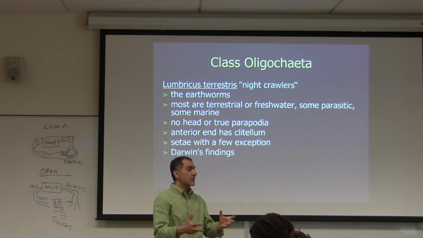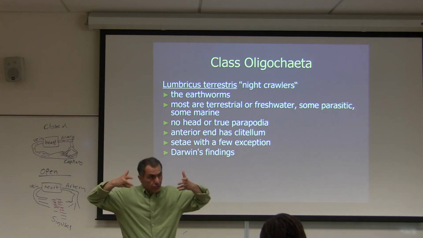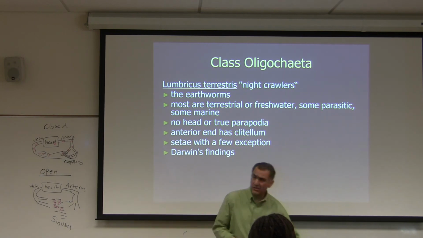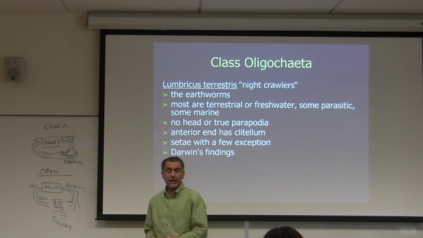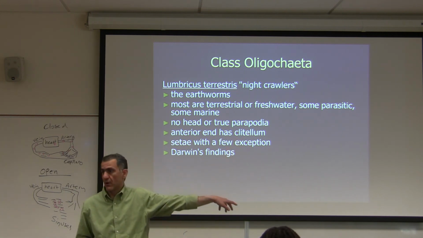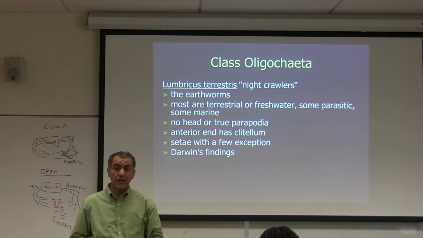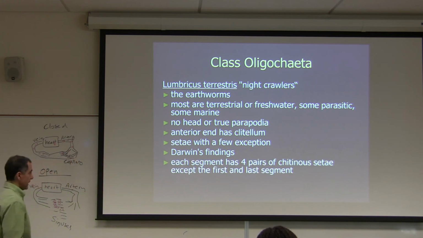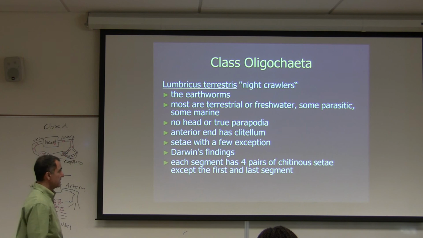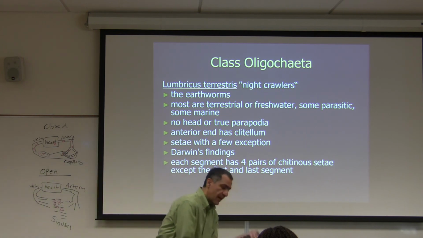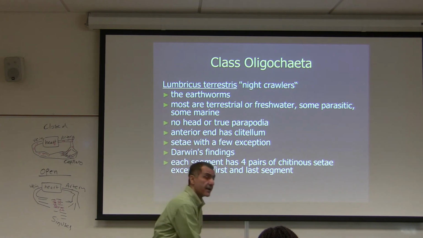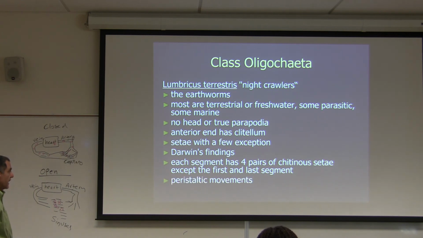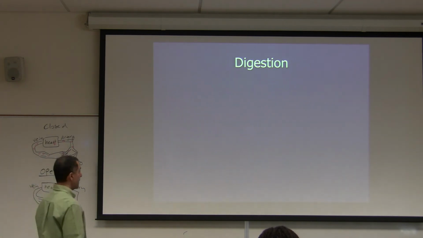And now there are places where they deliberately go ahead and introduce earthworms to the soil, so you mix up the soil. And of course, Aristotle, before Darwin, he said that, Aristotle was way before Darwin. He said that earthworms are the intestine of the earth. They are the intestine of the earth. That's what Aristotle said. But anyhow, each segment has 4 pairs of chitinous setae. If you want to look at it, come and count it. Okay, 4 pairs, a total of 8 setae, except the first and last segment. Peristaltic movement, we talked about that.